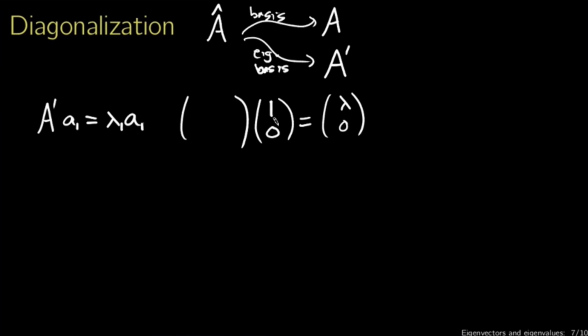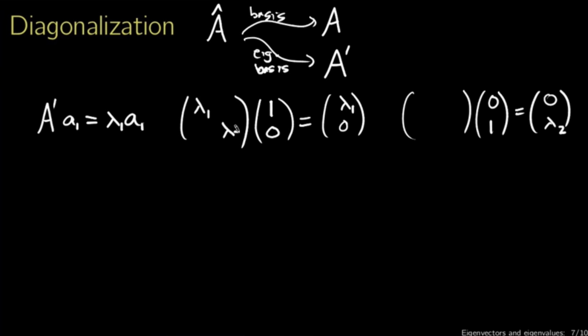This also has to hold if I, again leaving A prime blank, use the other eigenvector. I have to get the same sort of equation, 0 and lambda, where now let's say this is lambda 1 and this is lambda 2. First eigenvector, second eigenvector. So my first eigenvector, written in the eigenvector basis, is very simple. My second eigenvector, written in the eigenvector basis, is simple as well. And the matrix that works here has lambda 1 and lambda 2 on the diagonal, and zeros off the diagonal: lambda 1, 0, 0, lambda 2.